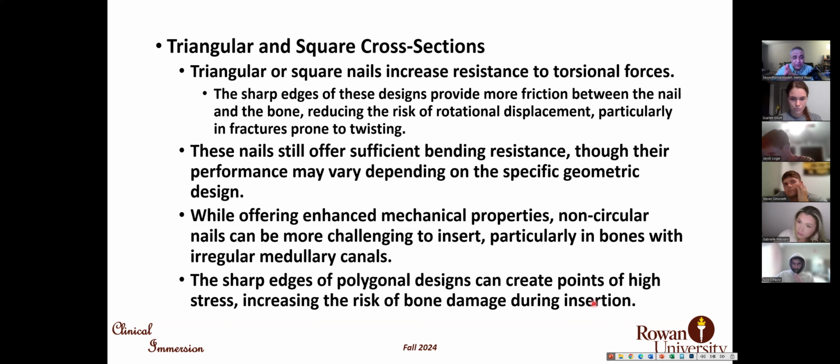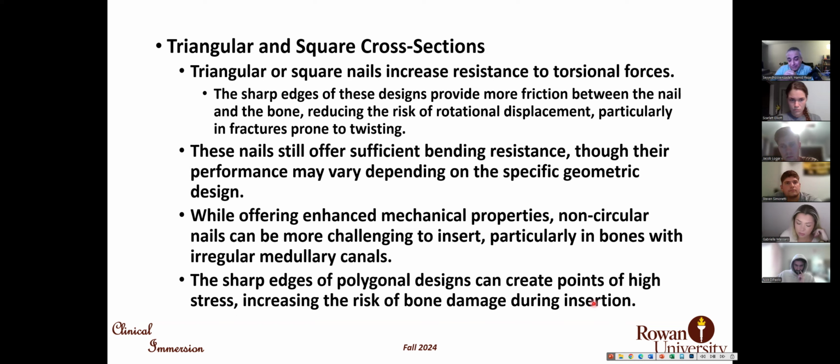But for fracture fixation, we don't need these triangular or square nails because their insertion is difficult. They have sharp edges. These sharp edges are stress risers, so they can create stress risers in the bones and they can cause fractures. And also, during the insertion, these sharp edges may damage the bone because they cannot slide over the bone. They can scratch the bone and go in and damage the bone.